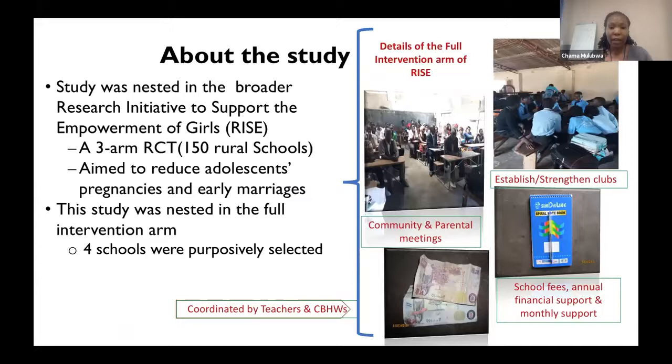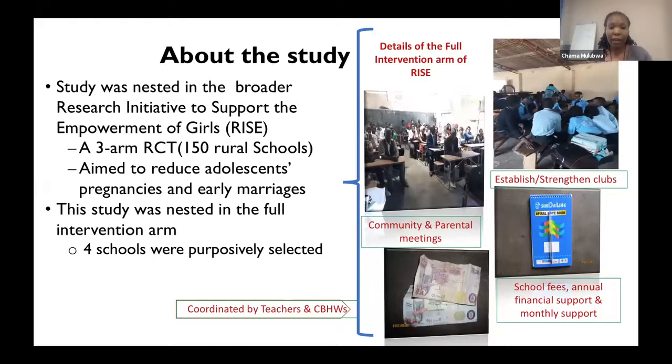To tell you a little bit about this broader study, it had the control arm, the community arm, as well as the economic arm. The full intervention arm is what I'm referring to as the community arm. In this arm, we had teachers working together with community health workers, and they coordinated community meetings with parents and community members to support and promote social norms towards adolescent sexual reproductive health.